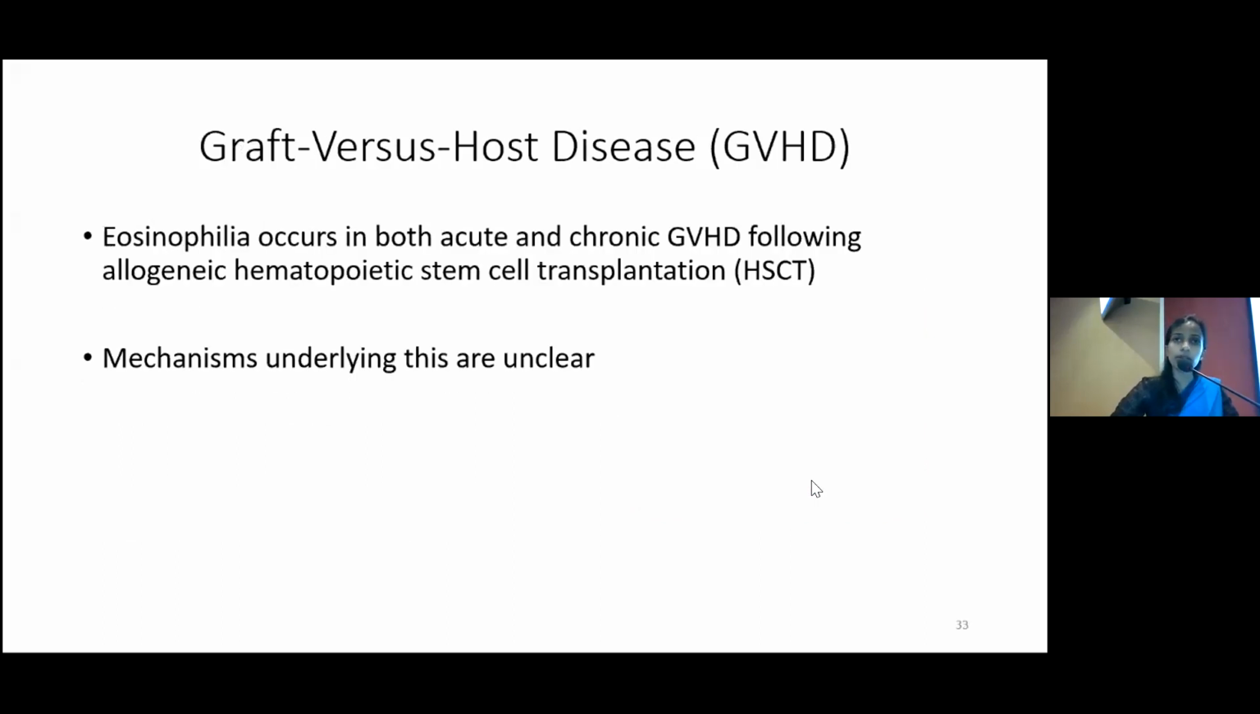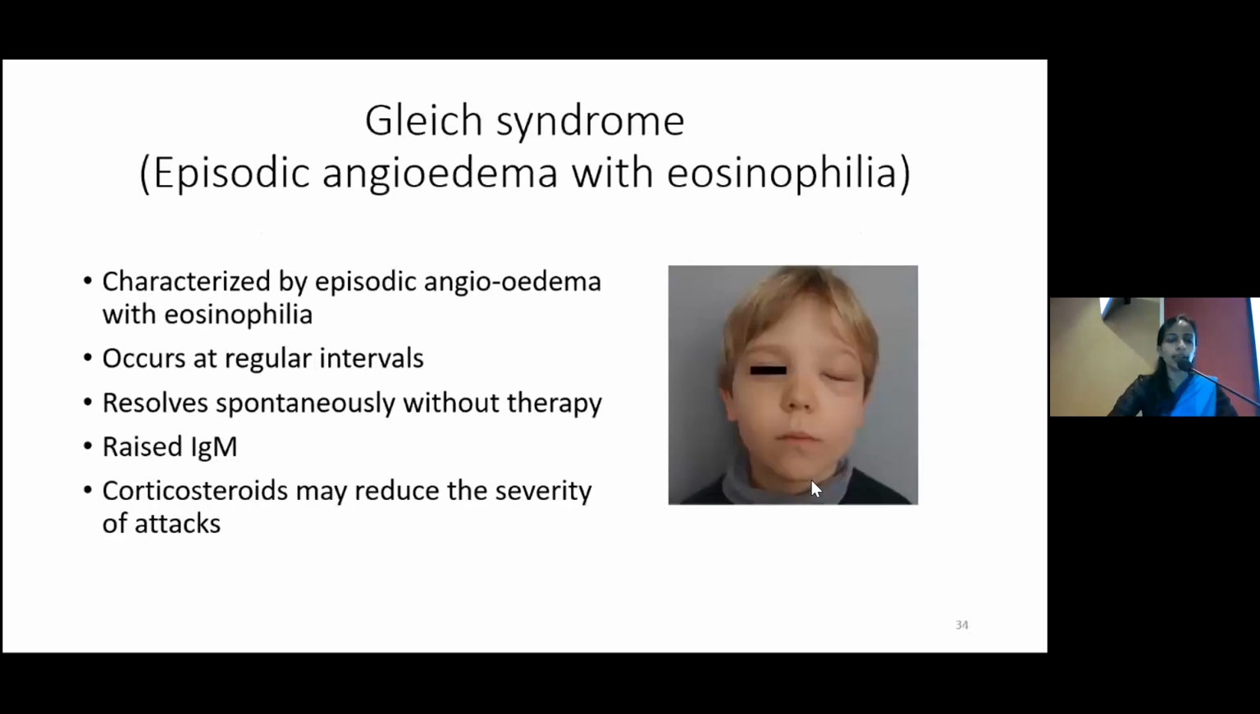Then graft versus host disease is also associated with eosinophilia. So this occurs secondary to bone marrow transplant, even though the mechanism remains unclear. Then there's another interesting entity called Gleich syndrome, episodic angioedema with eosinophilia. So as the name implies, this is characterized by episodic angioedema associated with eosinophilia. So this resolves spontaneously without therapy, but there are some cases where these patients require corticosteroids.